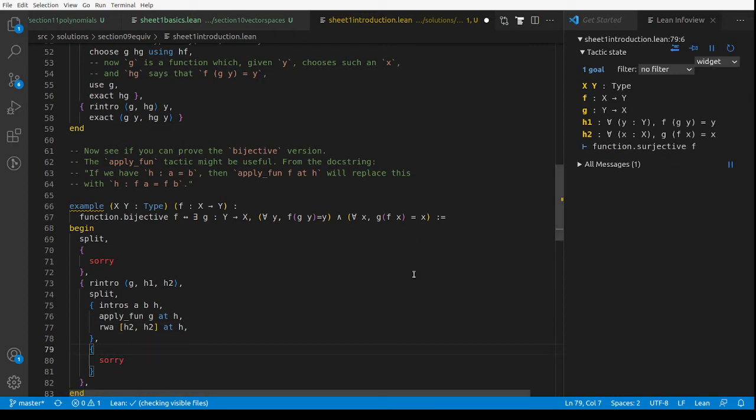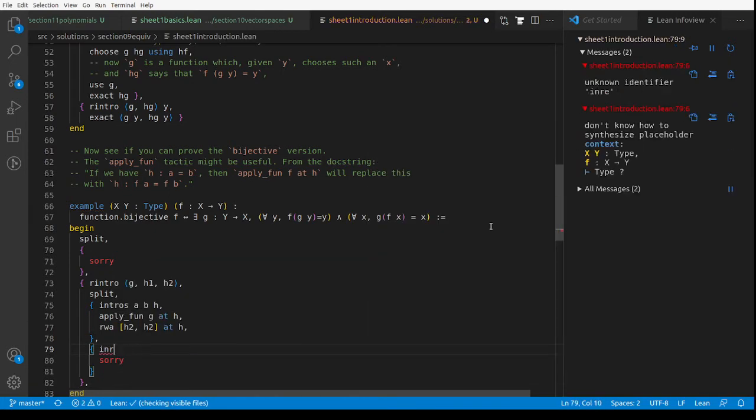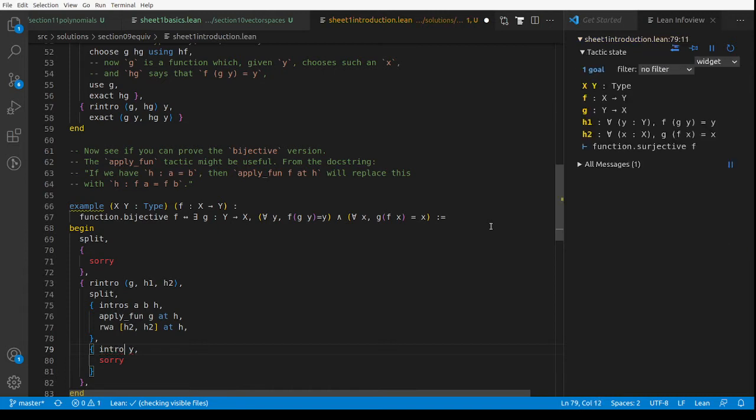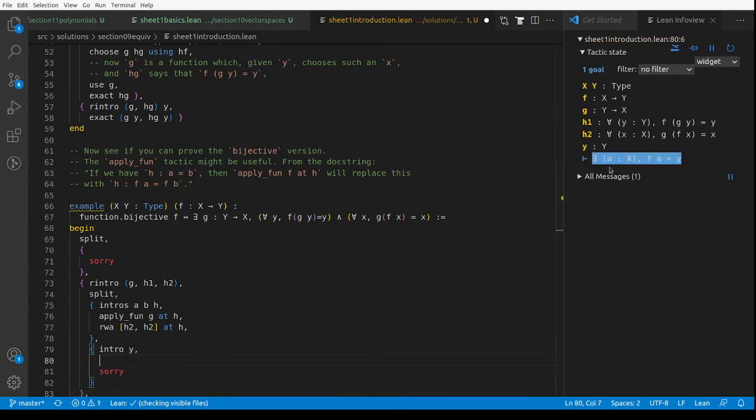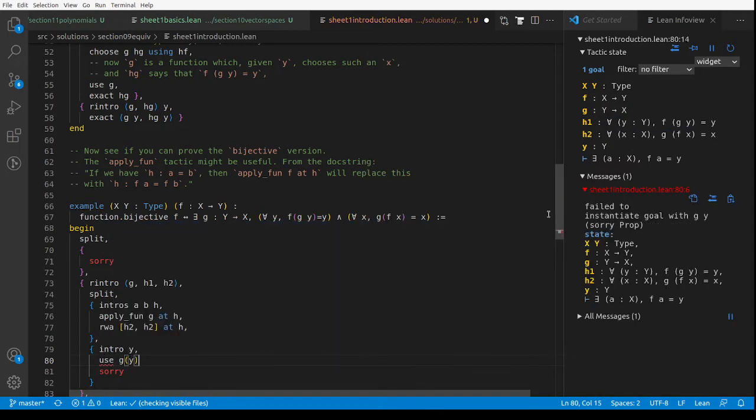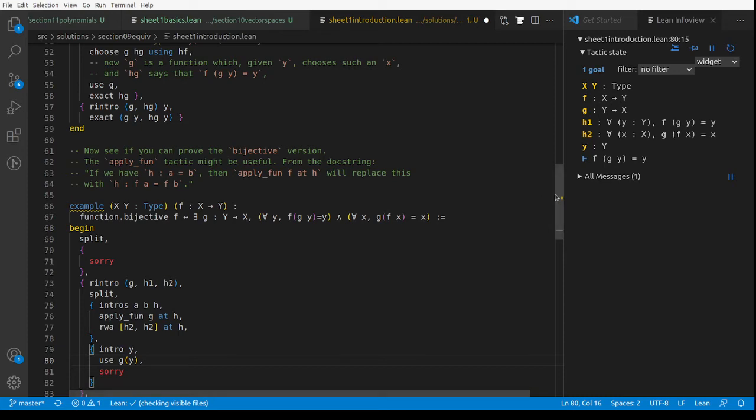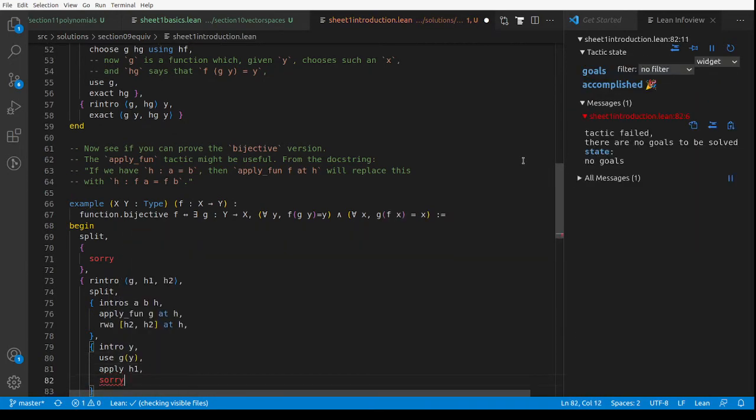And surjectivity, what does that mean? It means for all y there exists an x, so let's choose a y. Let's spell the tactic correctly. Let's choose a y. Now where's the x coming from? We've got an element of Y, we need an element of X. It's obviously going to be g of y, right? So let's use g of y. And now I've got to prove that f of g of y is y, and that's exactly hypothesis h1. So there we go. So that's the easy way. If a function's got a two-sided inverse, then it's bijective.